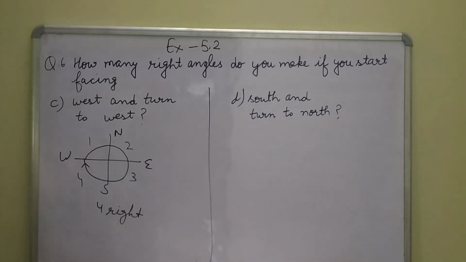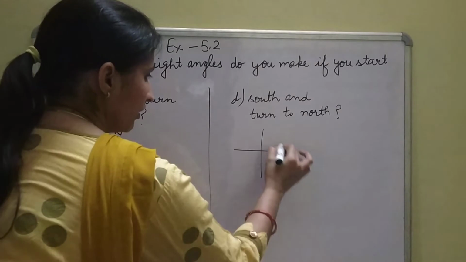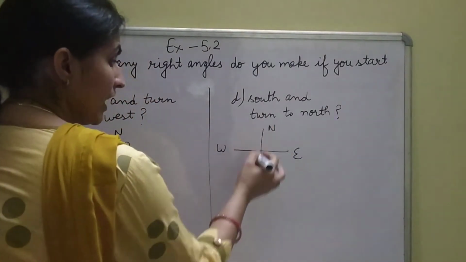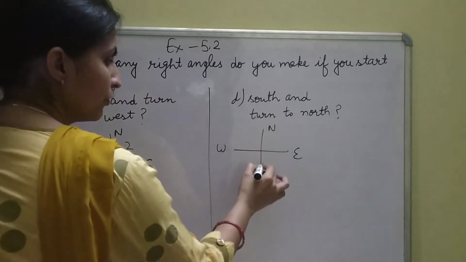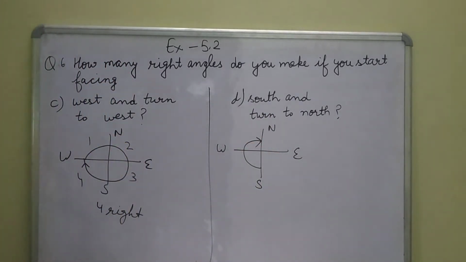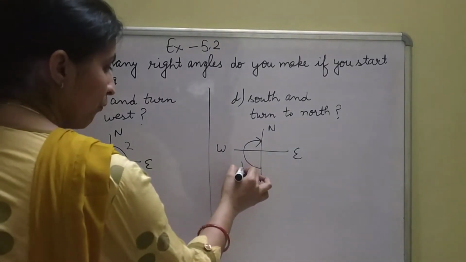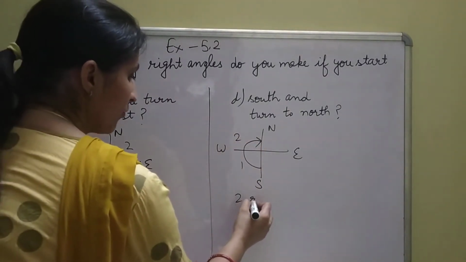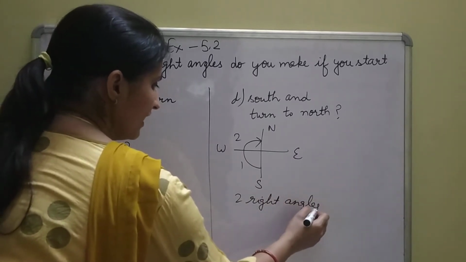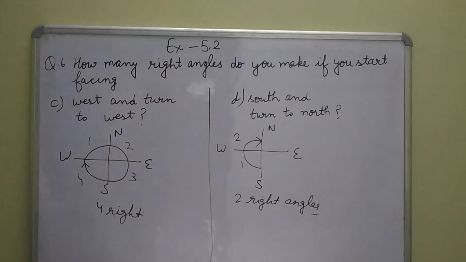Then part D, south and turn to north. North, south, east, west. We are in south and turn to north. Again it is not given, so by default it is clockwise. So 1, 2. So how many right angles are we having? We are having 2 right angles here. So this is your question number 6.